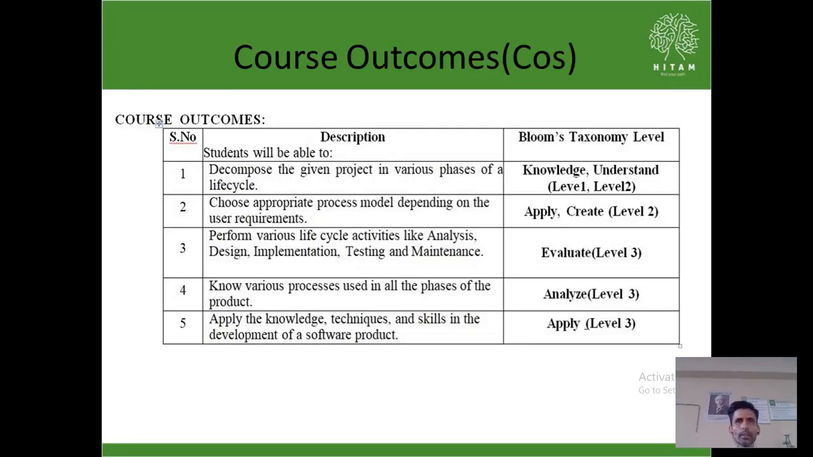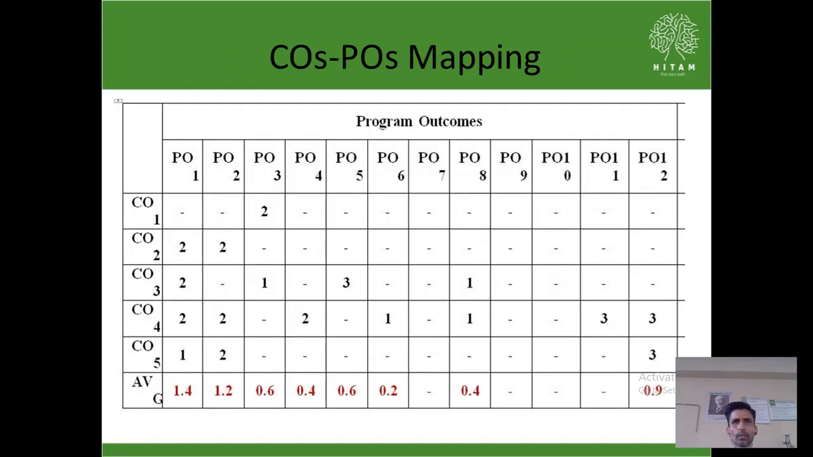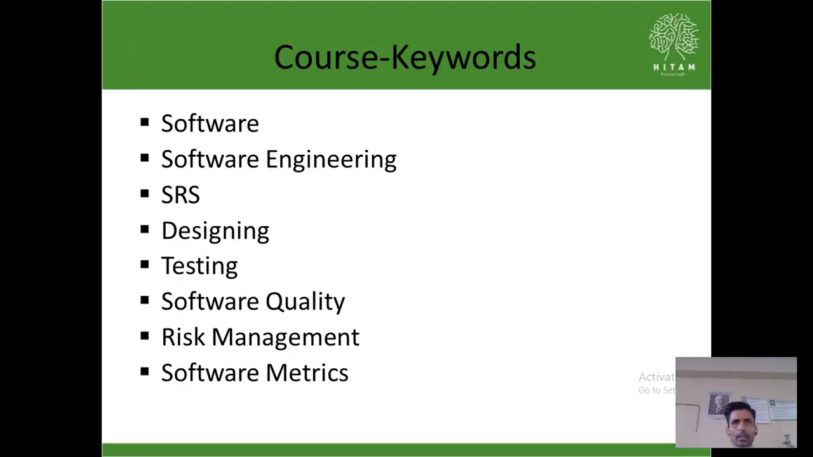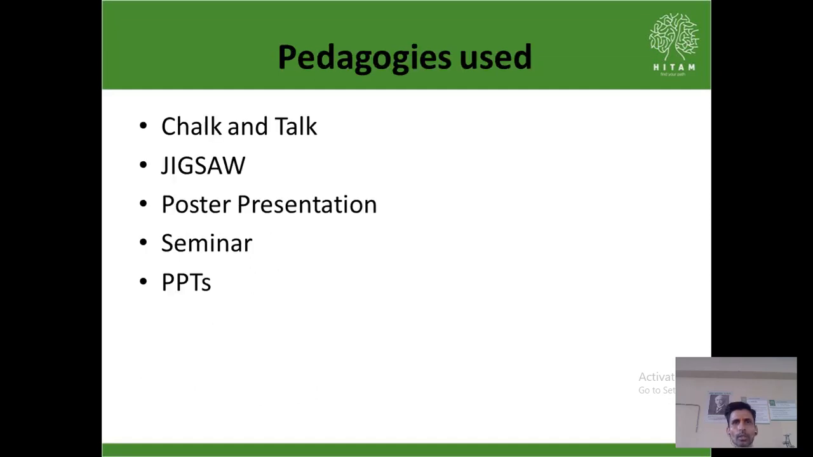Now, these are my course outcomes. 5 COs are there, and respectively Bloom's level. These are the COs, POs mapping, and the prerequisites of this course are basic programming skills and innovative thinking, and if you go to the practical SE lab, you need skills in StarUML. Course keywords are SRS document, design, testing.